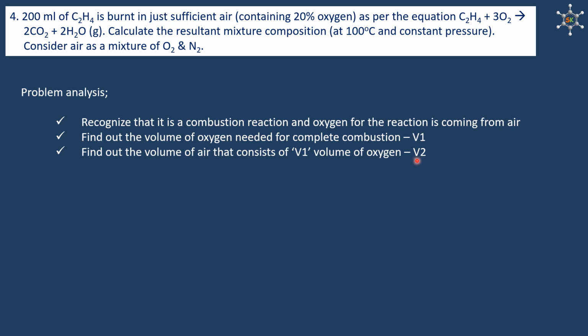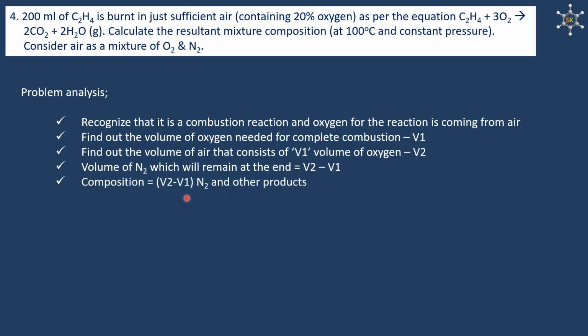We know that air is a mixture of just oxygen and nitrogen in this scenario. So, if we subtract the volume of oxygen from the volume of air, then we will be left with the volume of nitrogen in the air. That will be V2 minus V1. Since nitrogen is not taking part in the combustion reaction, it will remain as such even after the reaction. So, composition will be V2 minus V1 volume of nitrogen and other products, that is carbon dioxide and water.